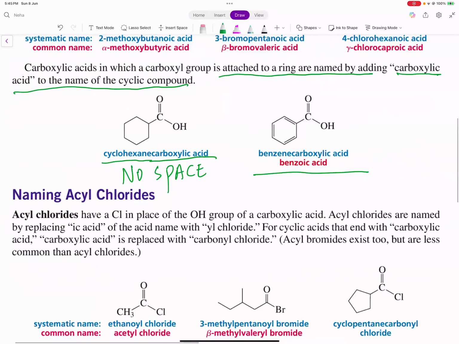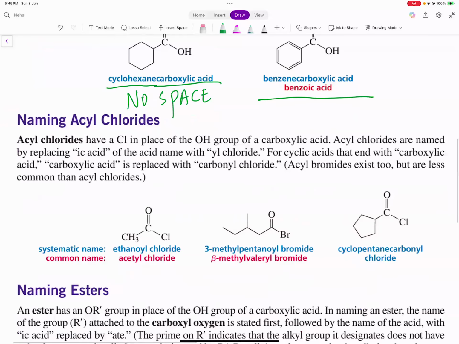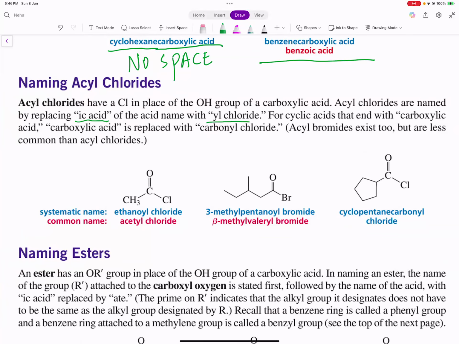Naming acyl chlorides, again ethanoic acid. What we are going to do is replace this ic acid by yl chloride. So if I have carboxylic acid, we'll replace it by carbonyl chloride. So this would have been ethanoic acid, so we are going to call it ethanoyl chloride, because we are going to replace ic acid by yl chloride.